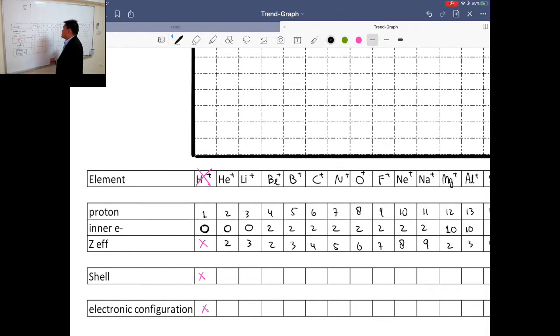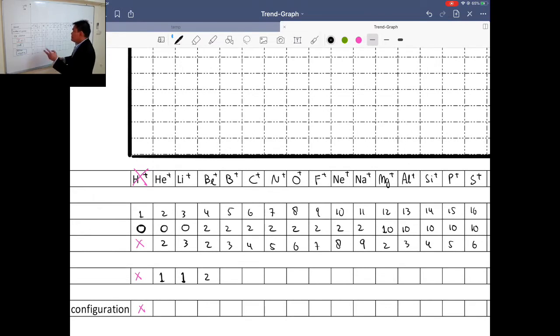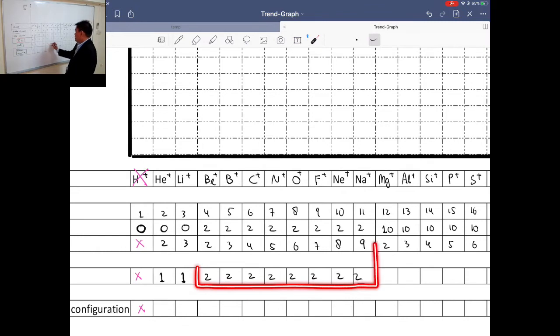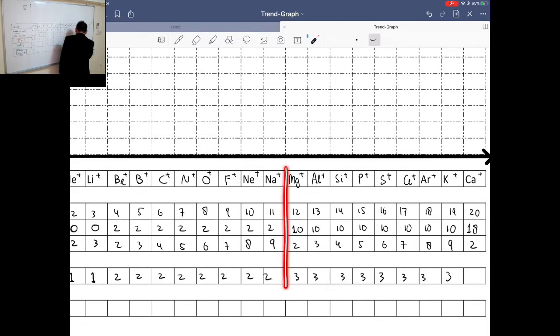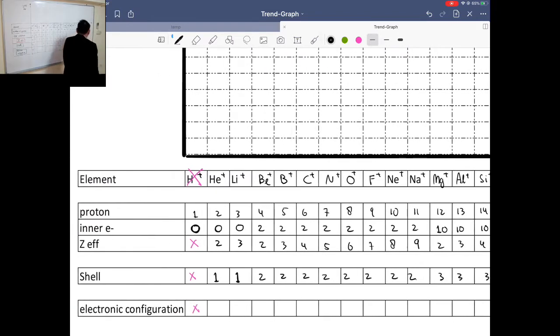Number of shells is also quite simple. Helium and lithium have 1 shell only, because Li+ has 2 electrons. Initially 3, then becomes 2. In the case of Be+ to Na+, all of them have 2 shells. In the case of magnesium all the way until potassium, they have 3 shells. In the case of Ca+, of course it has 4 shells. Very simple.